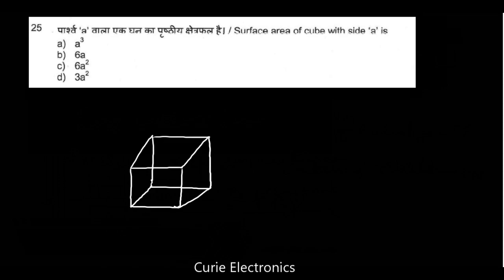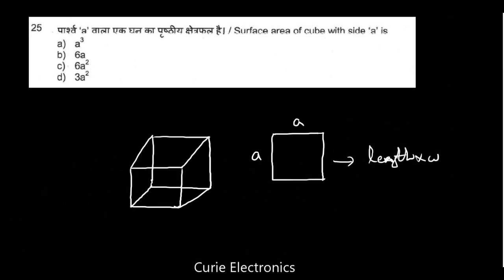So a cube has 6 sides, and although it's not like my drawing, all sides are equal. If we take one face of the cube, the length and breadth are equal, all sides are A. Now what is the area of one side? Length into breadth.